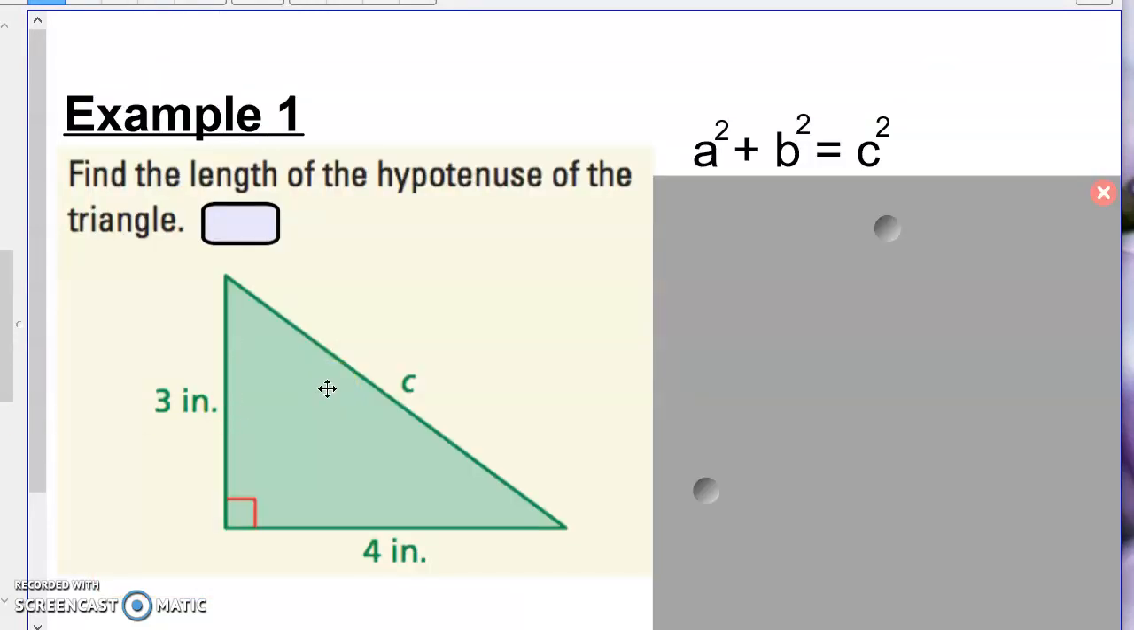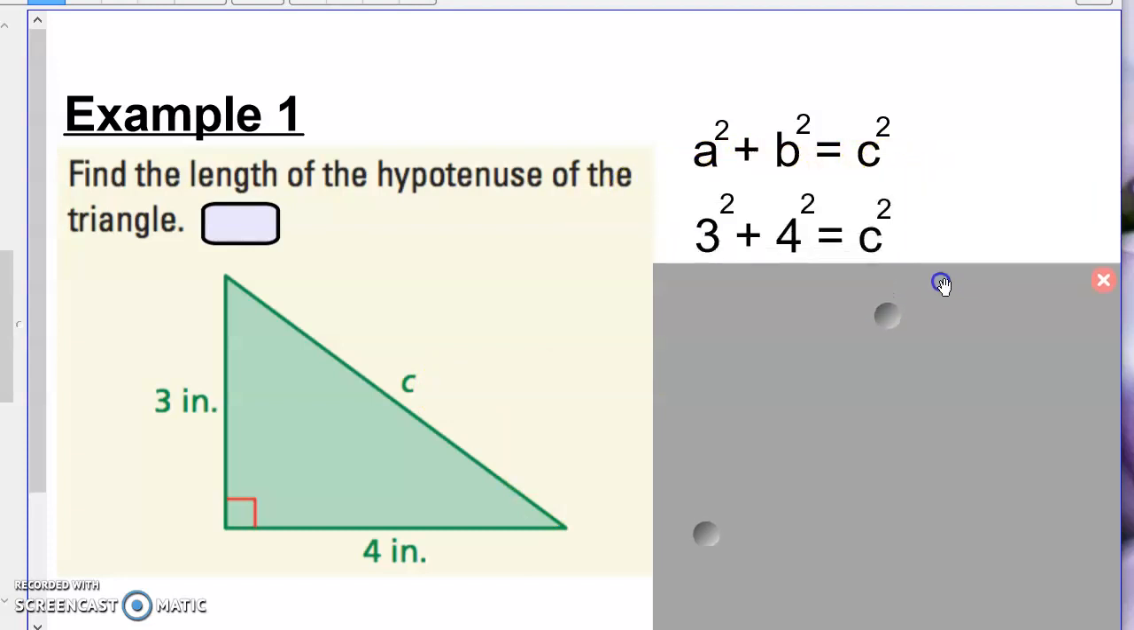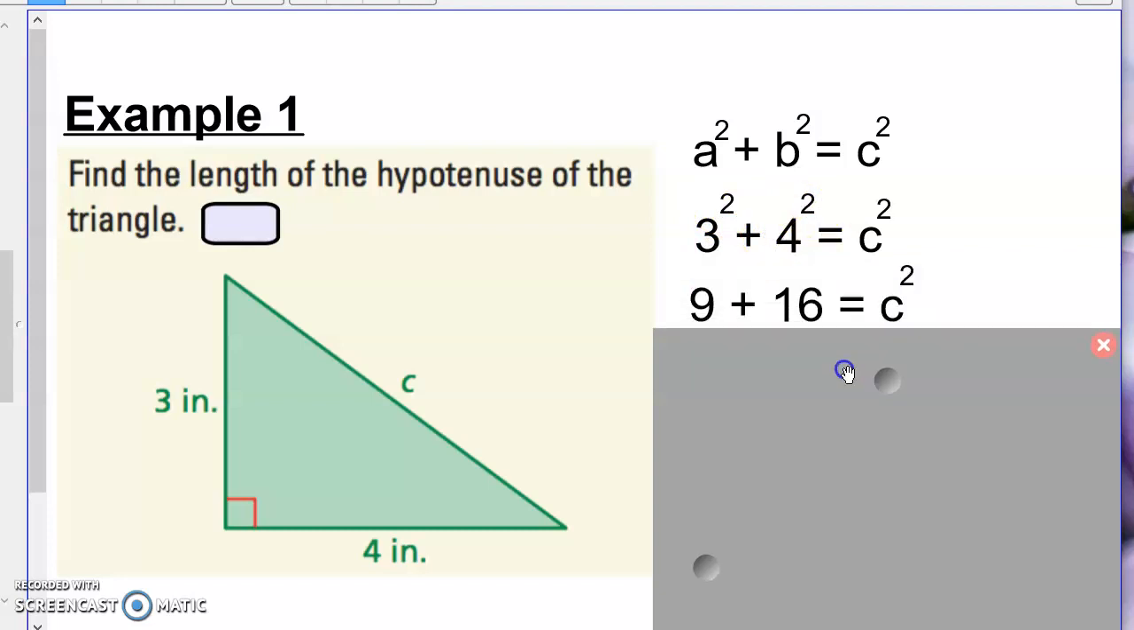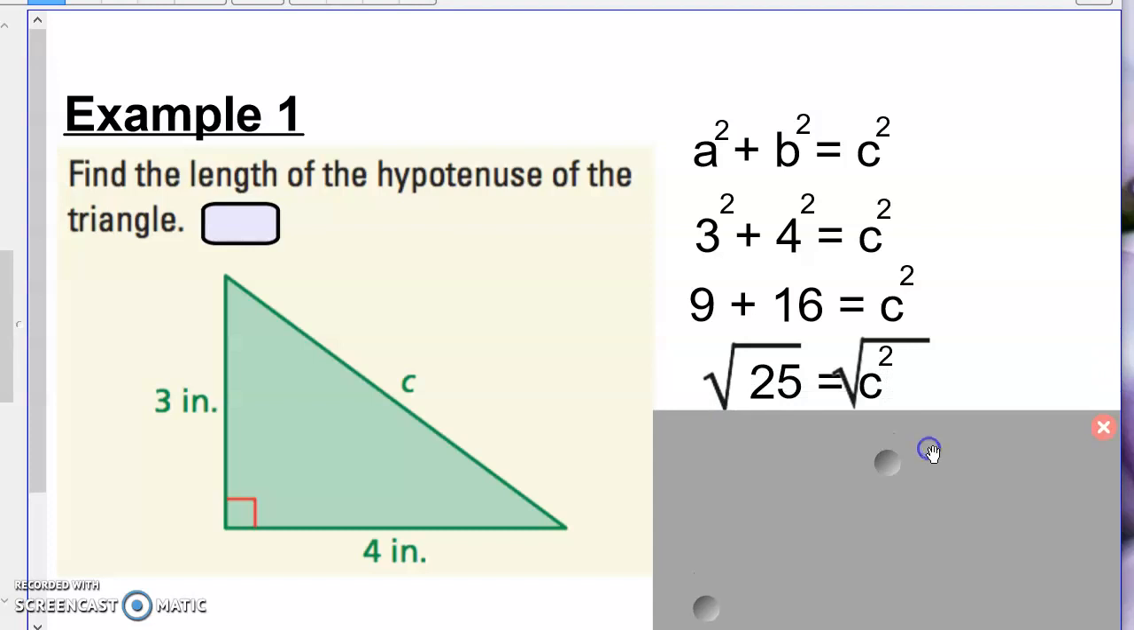So first example, it says find the length of the hypotenuse. Well, you can see that they give me this leg, they give me this leg. It doesn't really matter which one is A and which one is B. It just has to be the two shorter sides are your A and B sides, and your longest side is always your C side. So keeping this formula in mind, A squared plus B squared equals C squared, I'm going to fill in 3 for A and 4 for B. Then, of course, I have to square both of those sides, which then gives me 9 plus 16 equals C squared. Then I add 9 plus 16 together, and I get 25.